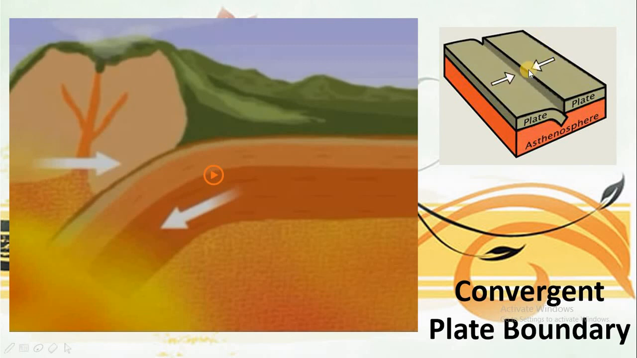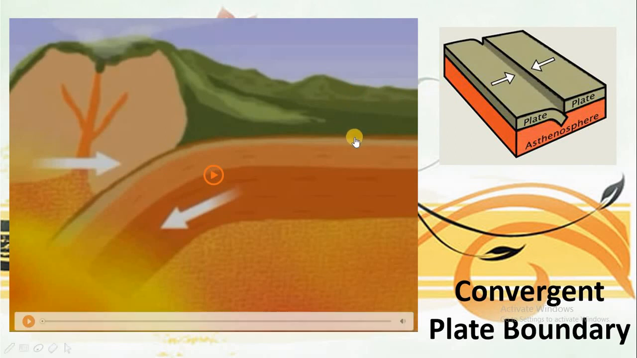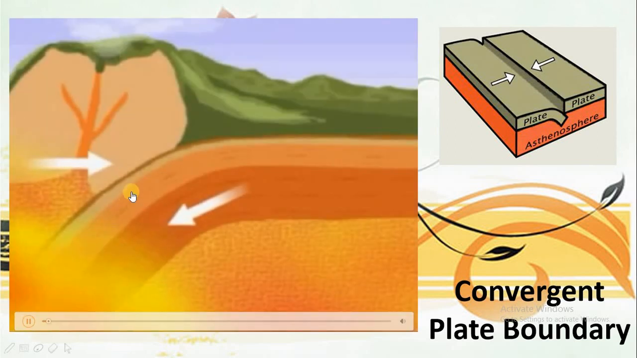So these arrows are towards each other. It means the two plates are coming towards each other. Okay, and in this picture you can see also that one plate has gone down under the other plate. When two tectonic plates are coming towards each other, we call this convergent boundary, means converging. Okay, convergent boundary. So watch this video, you will be very clear.